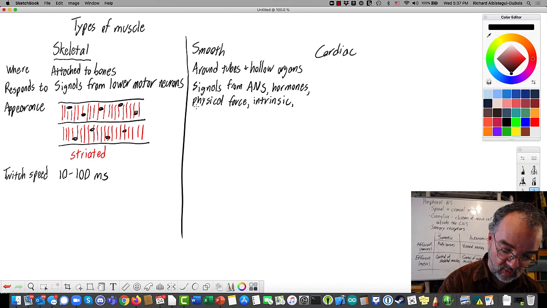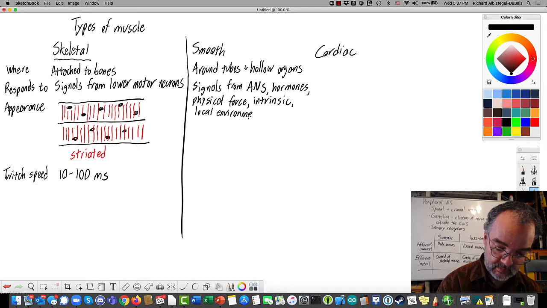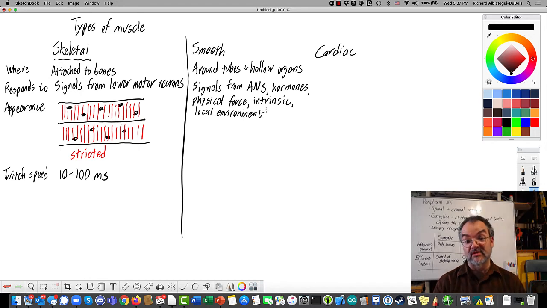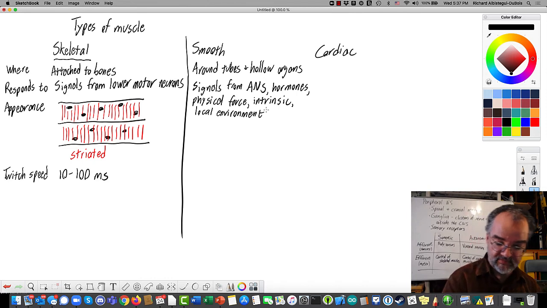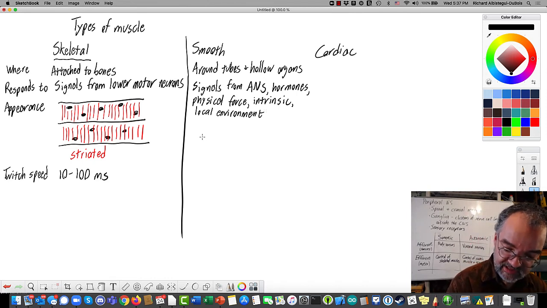As well as local messengers, or local environment, we'll say. So some smooth muscle, for example, is responsive to the amount of oxygen dissolved in the fluid around it. So lots and lots of possibilities for what can control smooth muscle. In terms of what it looks like, smooth muscle cells are long and skinny. Sometimes people call these spindle-shaped, and they're arranged in layers.